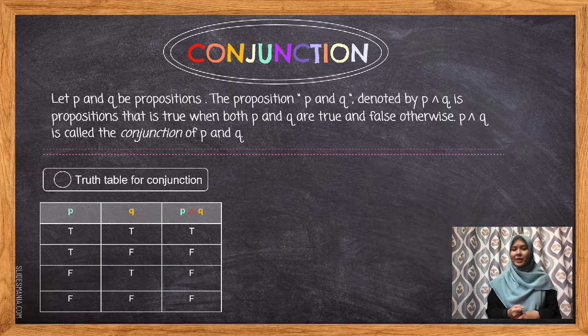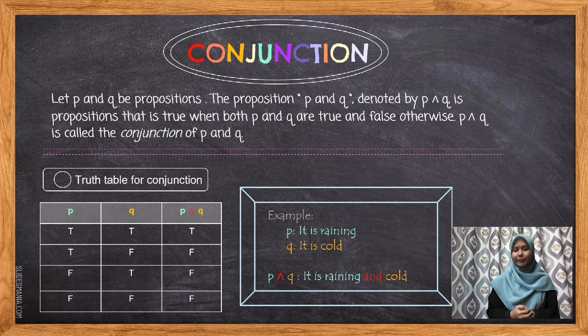Let's see the truth table for conjunction. When P is true and Q is true, P and Q will be true. When P is true and Q is false, when P is false and Q is true, and when P is false and Q is false, P and Q will be false.